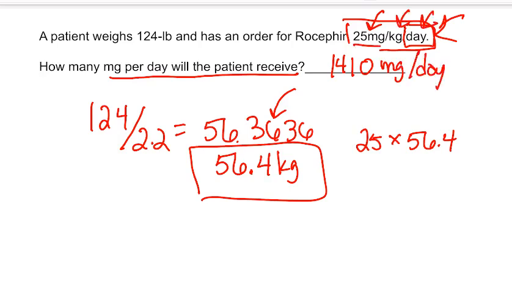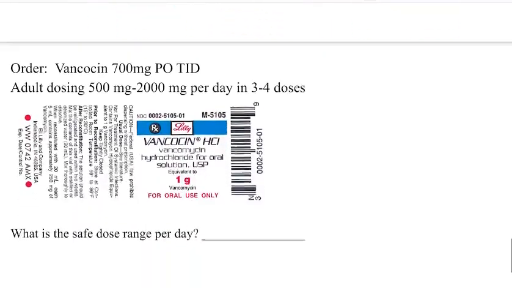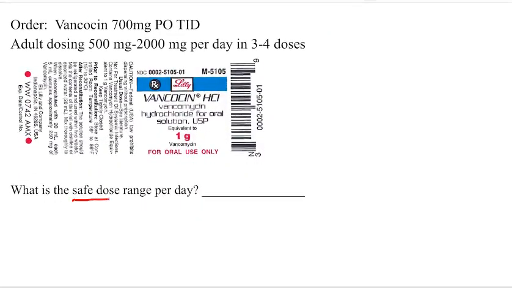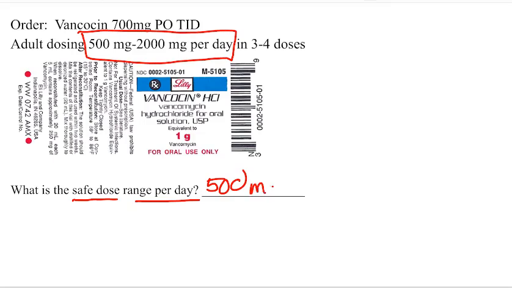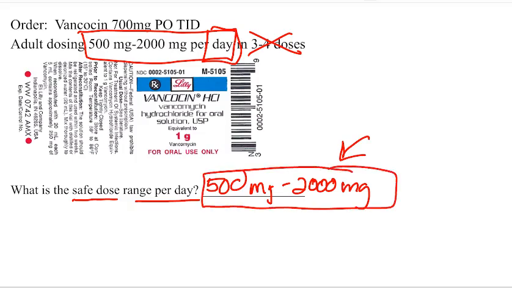And I'm looking at this label. It's 25 milligrams per kilo per day. You have to read it very carefully. All your information is there. What is the safe dose range per day? This is one of those problems where I don't need to do any math at all. My safe dose range per day is right here: 500 milligrams to 2,000 milligrams. That's my safe range per day. I don't care that it's 3 to 4 doses. I just know that I would take that 2,000 milligrams and divide it by 3 or 4 per dose, but that's asking me per day. So this is my final answer.